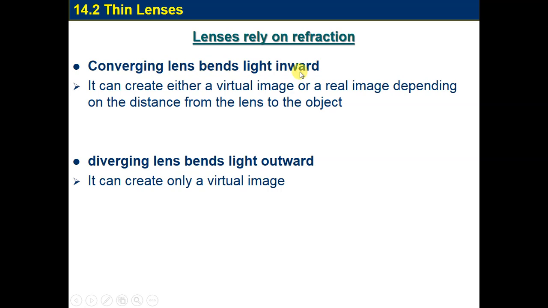So a converging lens bends light inward. You will see that a converging lens can create either a real or a virtual image. And this also depends on the location of our object. It depends if our object is close to the lens or far from the lens. A diverging lens bends the light outward, and for a diverging lens, the image created is always virtual. Diverging lenses cannot create any real image.